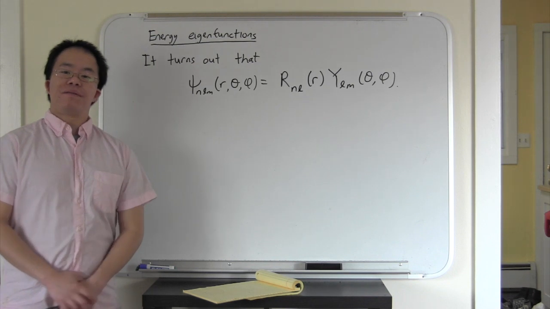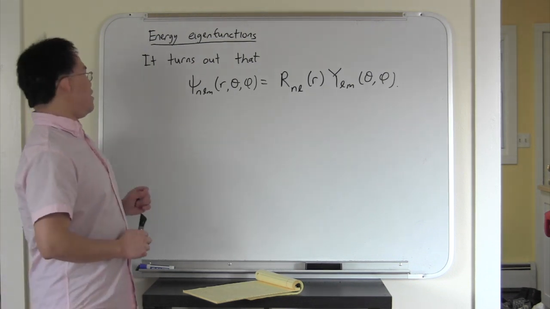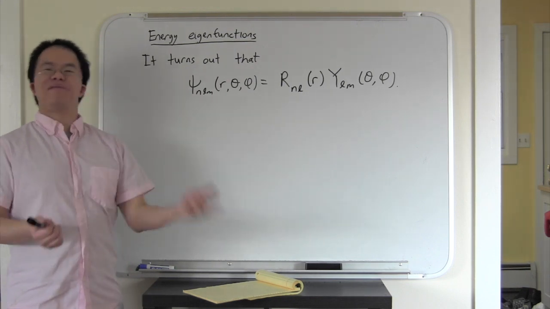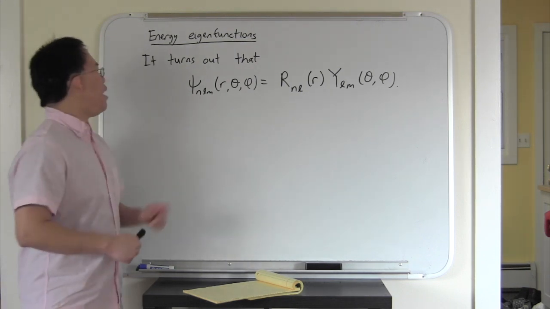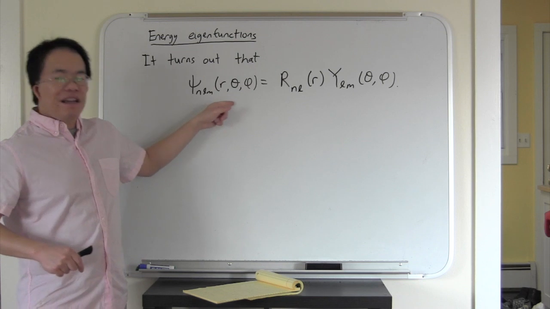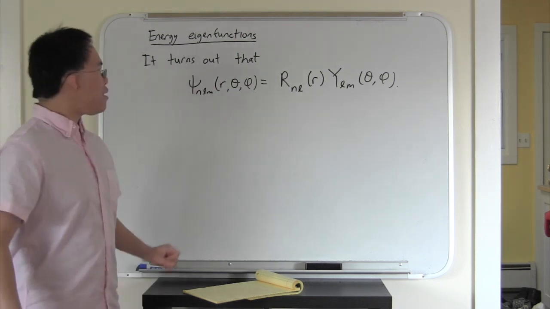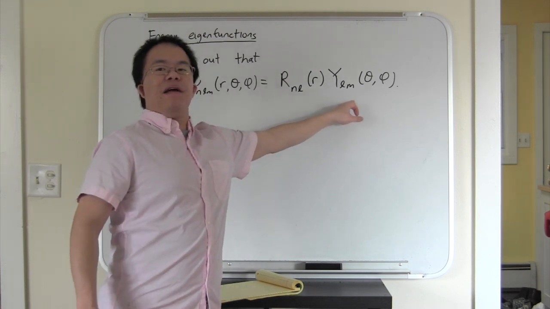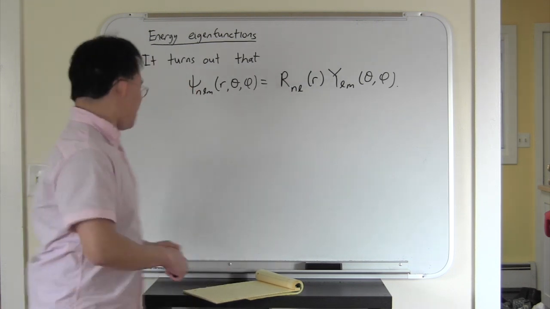We come now to the energy eigenfunctions. So it turns out that because we do things by separation of variables, we can write the energy eigenfunctions as the product of a part that only depends on r and a part that depends on theta and phi only.